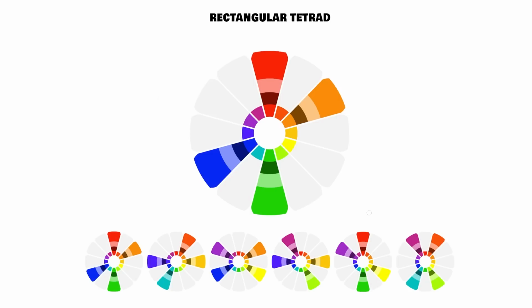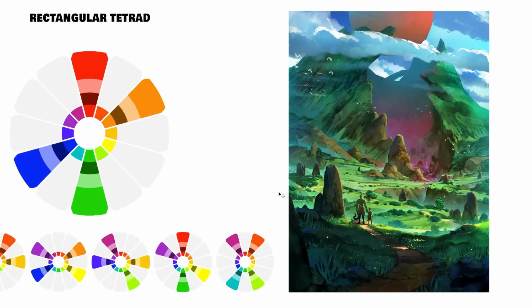Now, the 8th harmony, and we're almost done, is called a rectangular tetrad. We're already way out there now with these unusual color palettes, but I love them all. The rectangular tetrad will be similar to the double complementary, but instead we'll skip 1 color on each side. As a result, we kind of get this rectangular shape if we connect the dots. Again, great one to use if you have multiple competing visual elements.